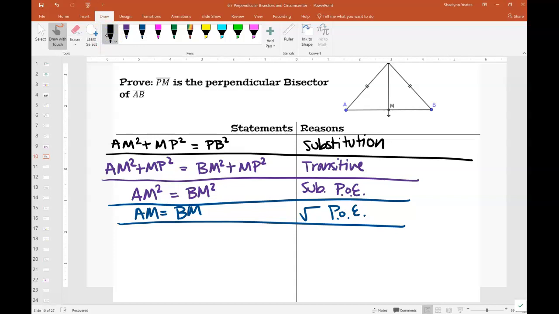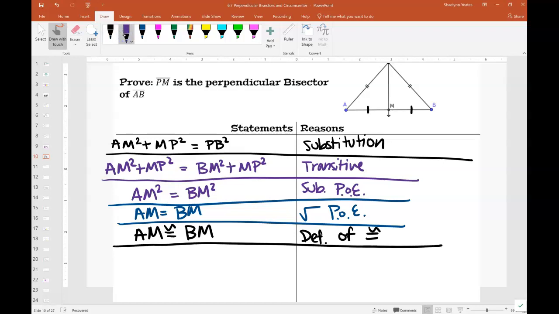So now that they're equal, I can say that AM is congruent to BM by the definition of congruence. So from that, now we already know that they're perpendicular lines, and we know that AB was cut in half. So we know that M is the midpoint. So because of that, we are able to say that PM is the perpendicular bisector of AB. Because we went through the process of showing that those are cut in half, and it already gave me that it's perpendicular. So this is using the definition of a perpendicular bisector.